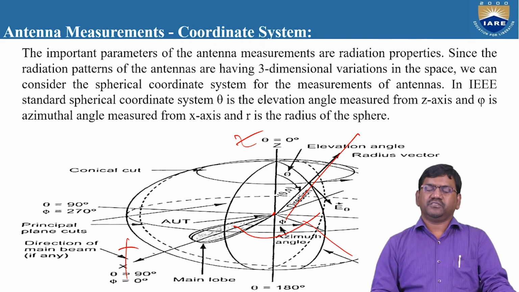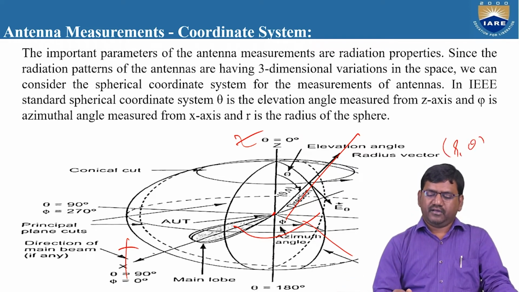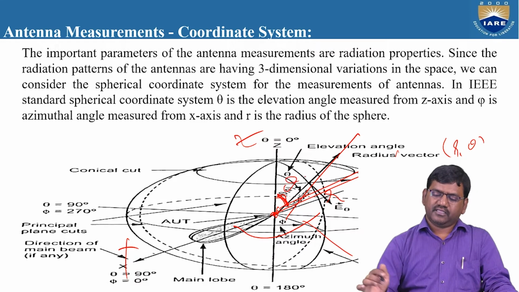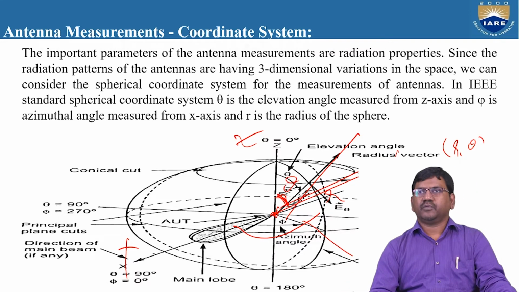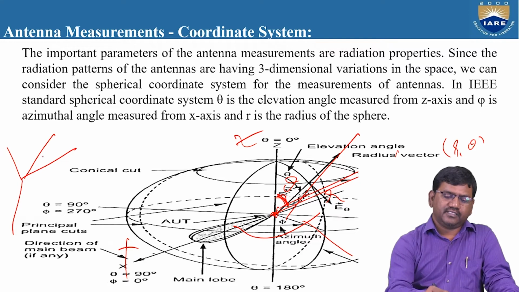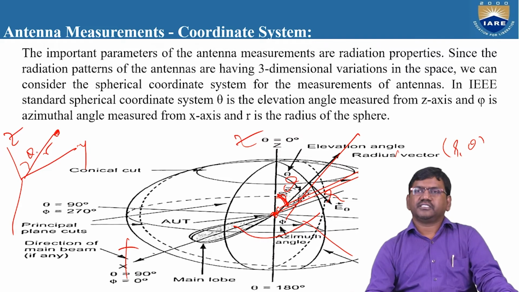And there is one more angle, which is known as the polar angle. If you take any point, like (r, theta), at a distance r from the center of the origin, and move the point in the yz plane in the anti-clockwise direction from y to z, some angle theta is formed. We call that angle the polar angle.